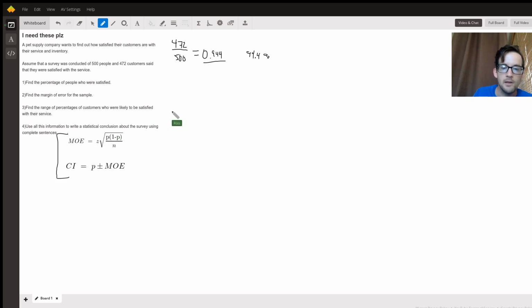So going ahead and plugging those in, though, for our margin of error, please excuse my handwriting. We'll come back to Z, but for the square root, I'm going to put our P, which is 0.944, times 1 minus that 0.944. And then all of that divided by 500, and that's still inside the square root. So the only thing missing is the Z.